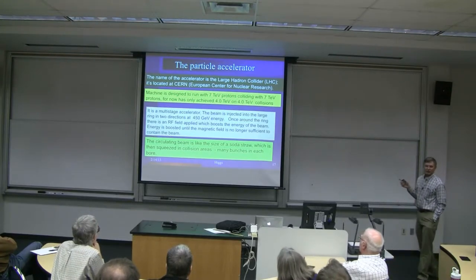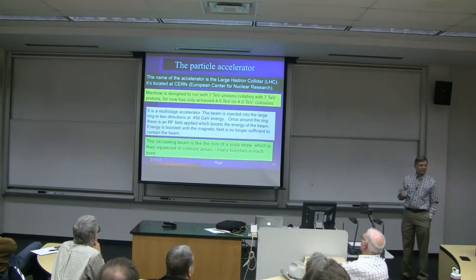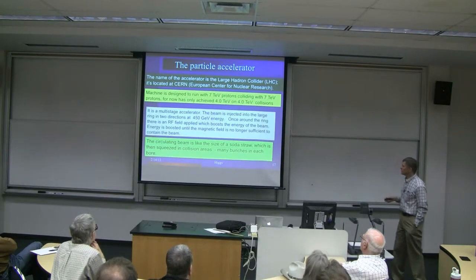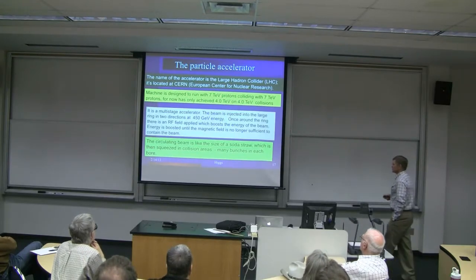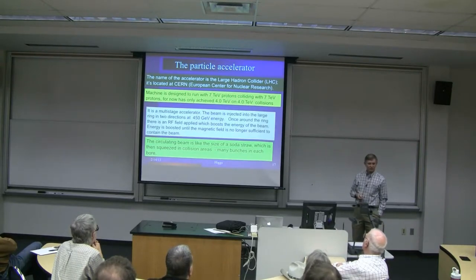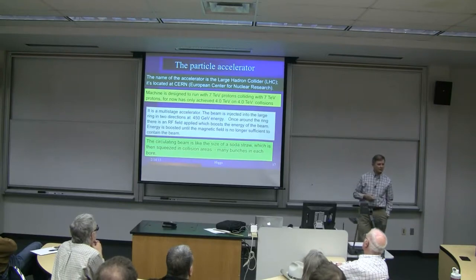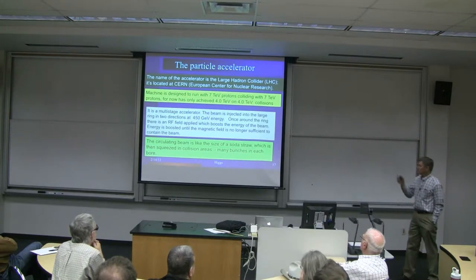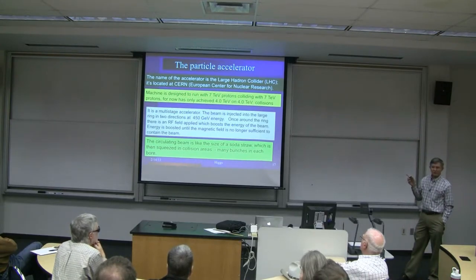It's called the Large Hadron Collider. All of the objects that are composed of quarks are called hadrons. That's why it's called the Large Hadron Collider. And the machine was designed to run 7 trillion electron volts protons colliding with 7 TeV protons going the other way. For now, we've only got to 4 TeV on 4 TeV.